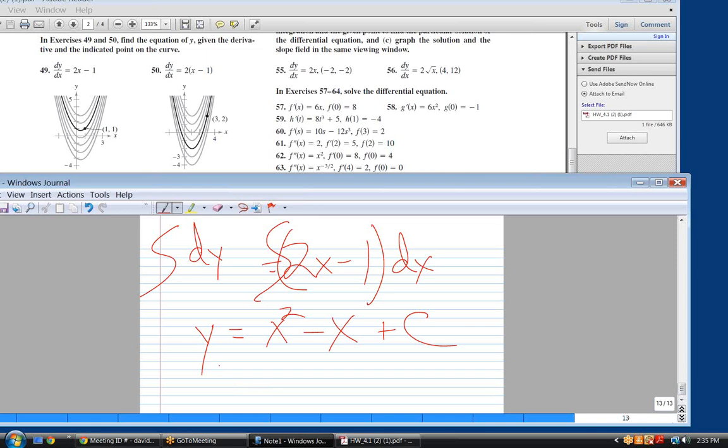Then for this, we're plugging in 1, 1. 1 equals 1 minus 1 plus c. C is equal to 1. So the equation they're looking for is that one right there. That is the equation that agrees with that particular slope curve. The next one up is probably x squared minus x plus 2 and plus 3 and so forth and so on. Yeah. So that's what slope curves are all about.